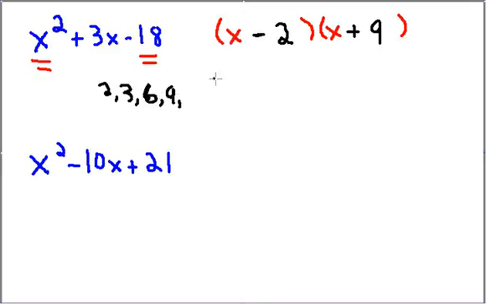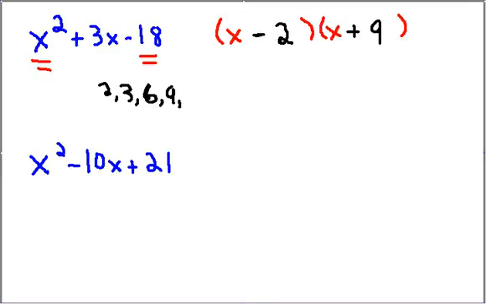Okay, we've stuck in now our 2 and a 9. X times x is going to be our x squared. That's a match. Our minus 2 times a positive 9 is a minus 18. That's a match. We still got to take a look at our middle terms. Minus 2 times x is minus 2x. And then positive 9 times x is a plus 9x. Minus 2x plus 9x is 7x. Is that what we have over here? Nope. What we have over here is a positive 3x. So minus 2 and plus 9 will not work.